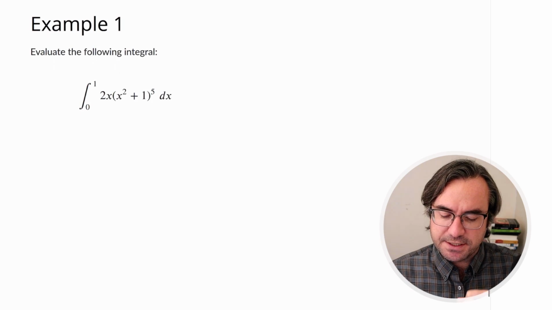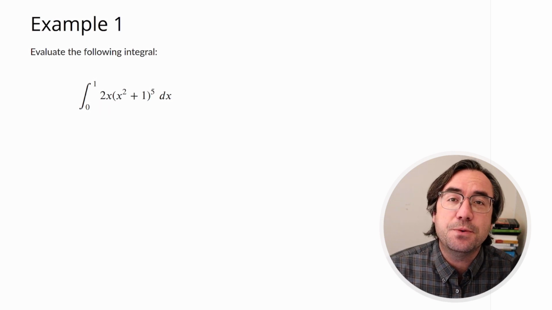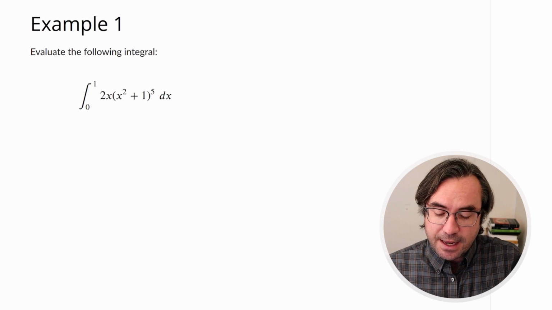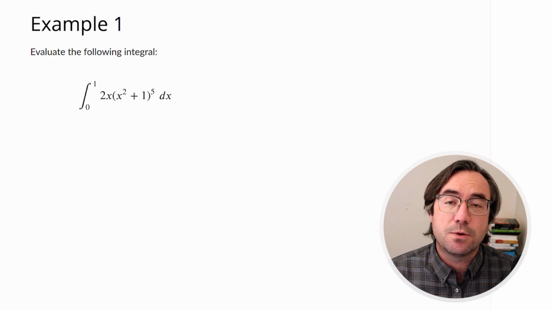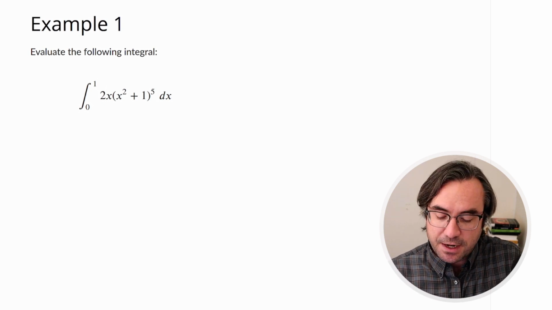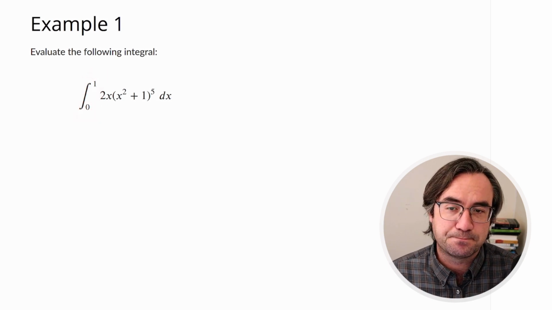So we're just looking at one example here. We have a definite integral. The function we're integrating is 2x times (x squared plus 1) raised to the power 5. And the limits of integration here are 0 and 1. So we're looking at the section of the x-axis going from 0 to 1.